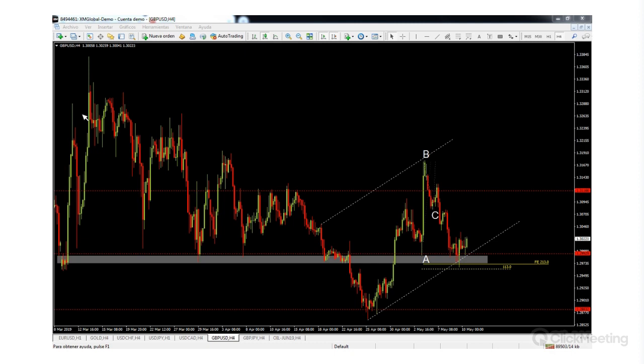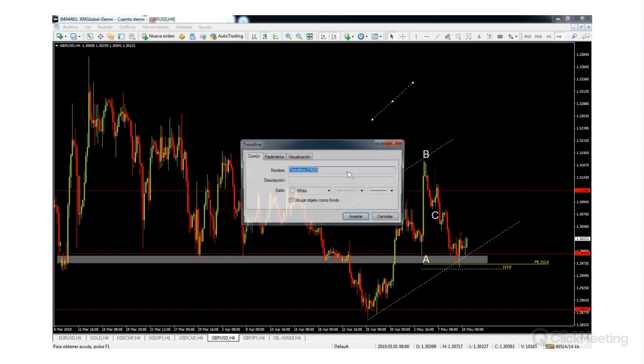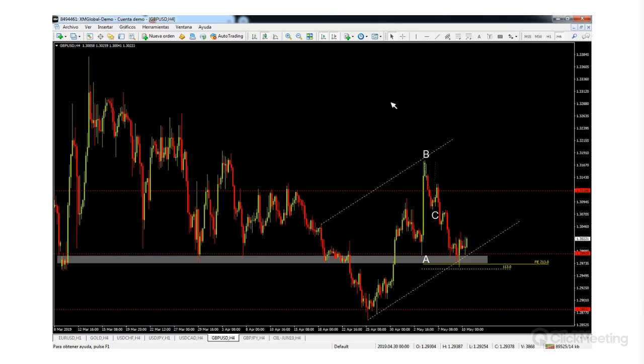But again, this is the way that I analyze the market. So what can we expect of the GBP USD? Just let me change the properties of my trend lines to something like this, because I am going to be showing you some moves. All right, what do you expect from the GBP USD?